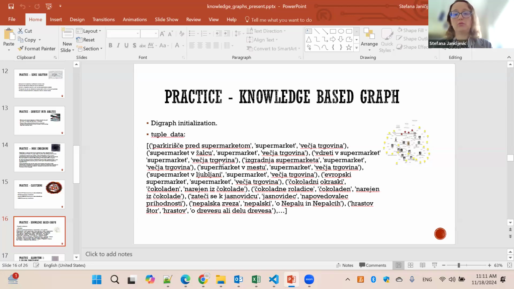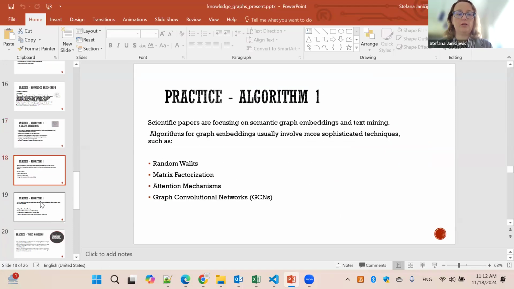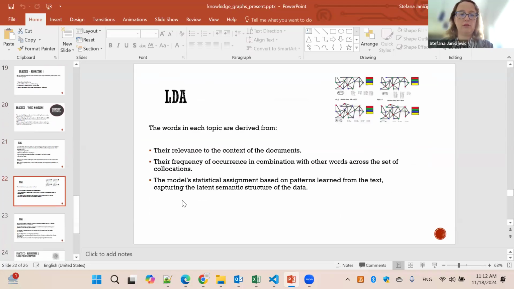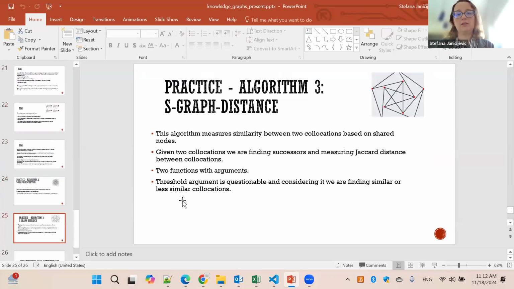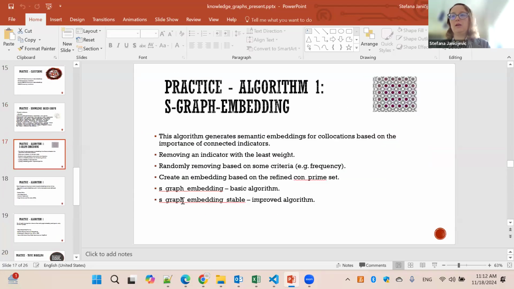In dgraph we will also use the tuple of data that we prepared at the beginning, you probably remember. And after that we will present, let's say, 3 algorithms. First algorithm, everything from first, second, and third. First is the biggest one. This is a presentation of S-graph embedding.